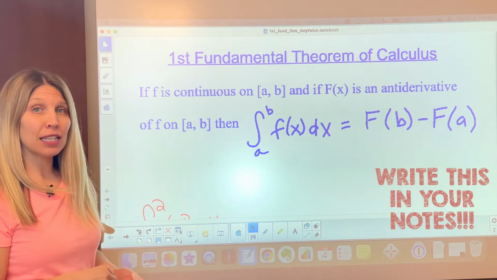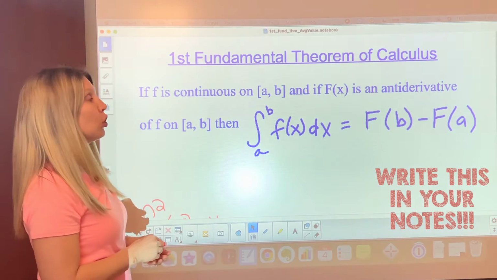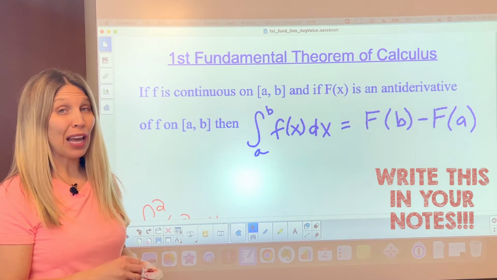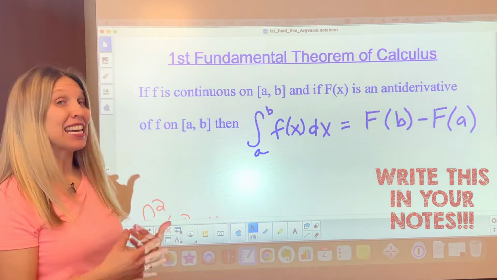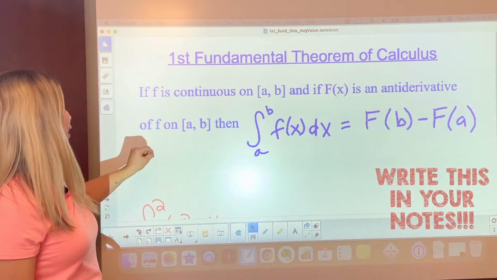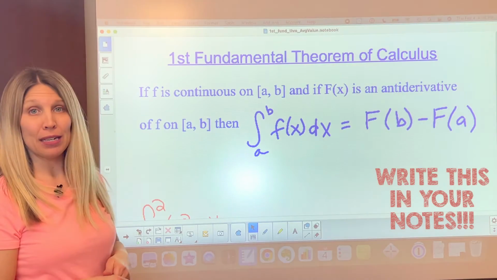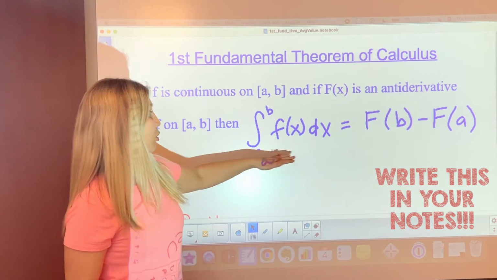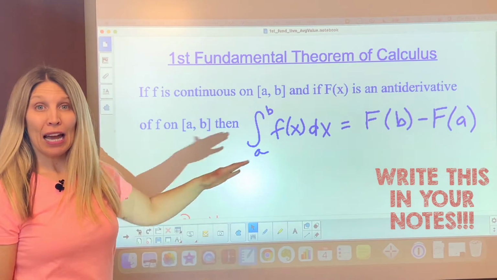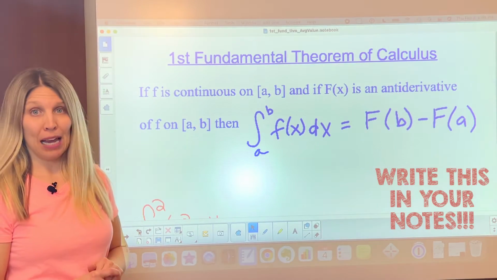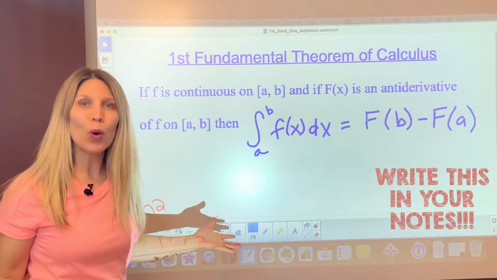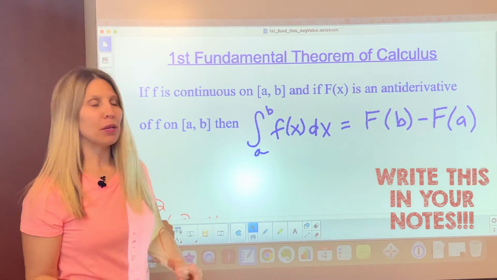If f is continuous on an interval [a, b], and if capital F(x) is the antiderivative of lowercase f on the interval [a, b], then this integral equals capital F(b) minus capital F(a). And you're like, great! What does that mean? Okay, so let me tell you.